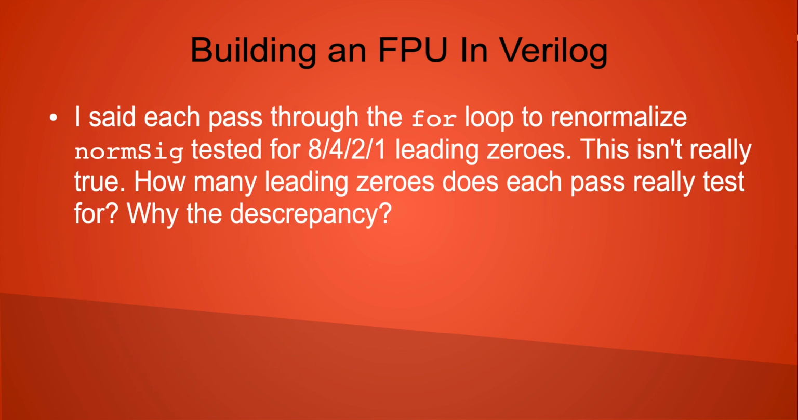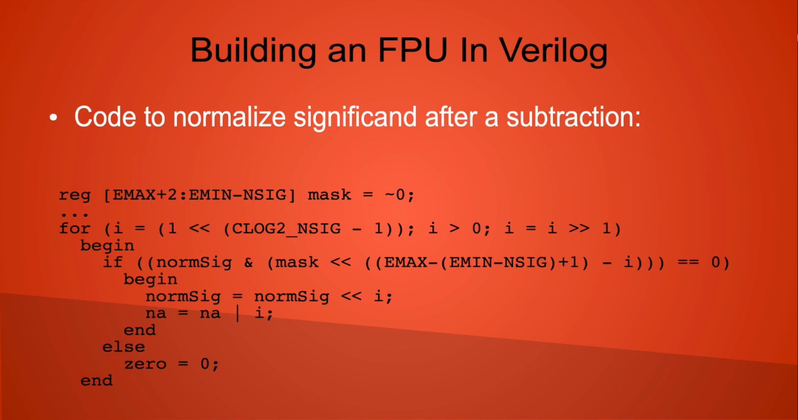For the case when the 2 significands need to be subtracted, I added a for loop. I said that in the first pass through the loop, the loop tests for 8 leading zeros, then 4 leading zeros, 2 leading zeros, and finally 1 leading zero. Technically, this isn't true. How many leading zeros does each pass really test for, and why is the count different? You can see the code for normalizing the significand after subtraction on the screen now.